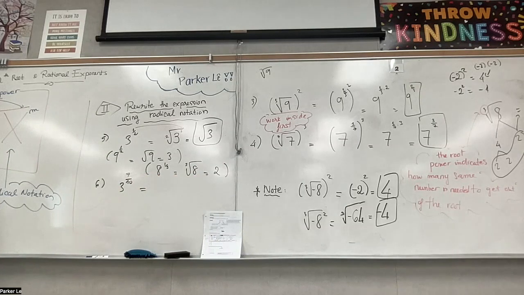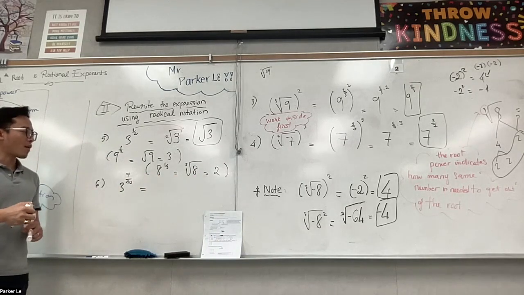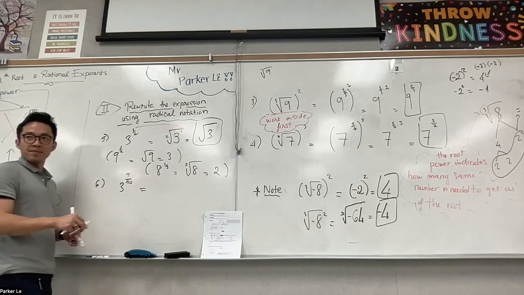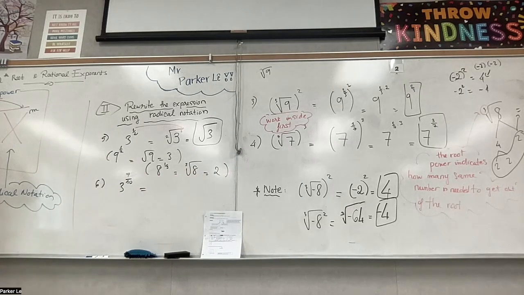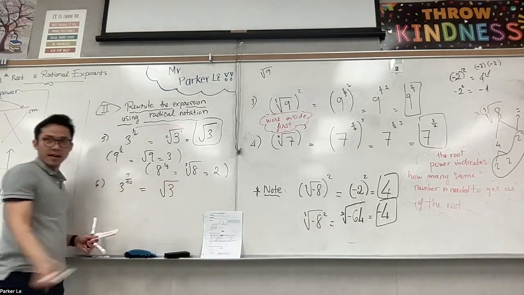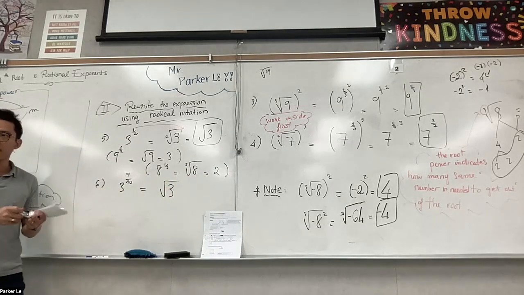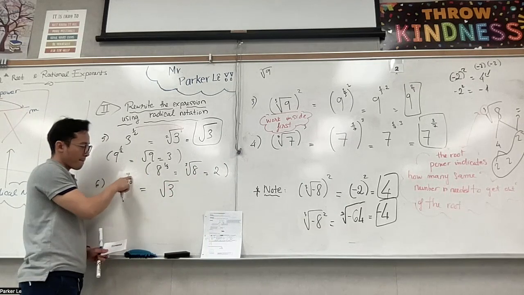All right, next person, Timara. 3 to the power 7/10. So write it using the radical notation like this. I want something like this to happen. So you want to write the radical 3 first, yeah? And then you want to fill in the numbers. What number? For the outside, you put 10.